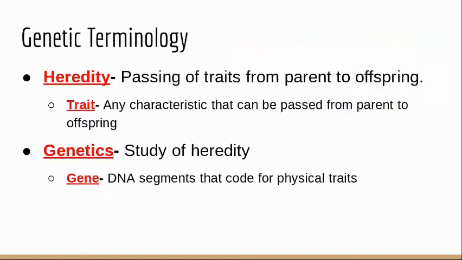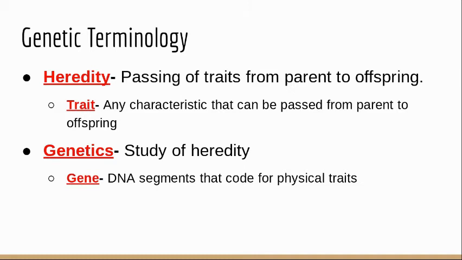When we're talking about heredity, or if I talk about how something is hereditary, I'm just talking about how that trait can be passed down from parent to offspring. If something is inherited, you get it from your parents. Anytime I use the word trait, I'm just talking about any characteristic that can be passed down from parent to offspring. So this is all physical traits: eye color, hair color, height. Do you have dimples? Do you have a widow's peak? All of those are examples of characteristics.